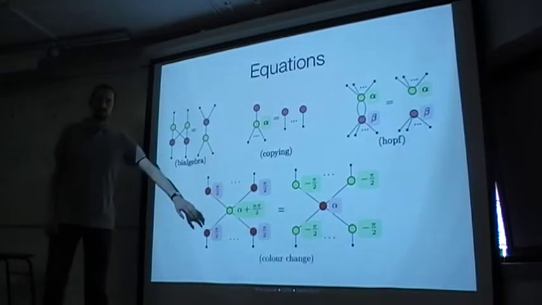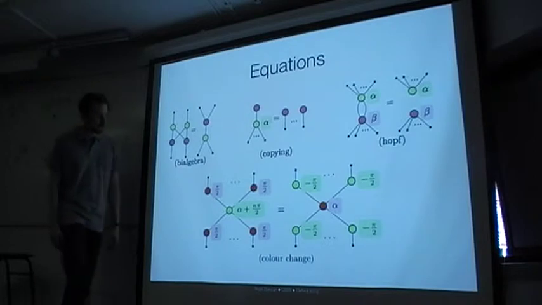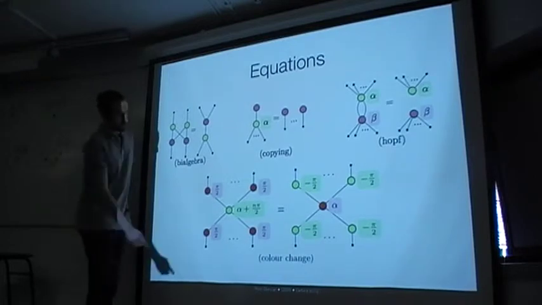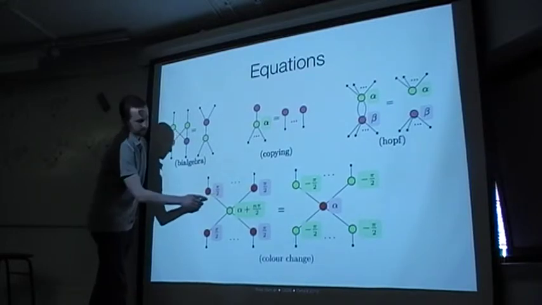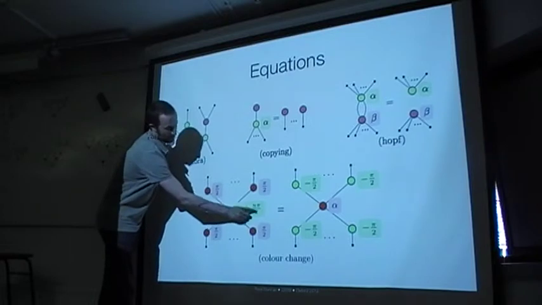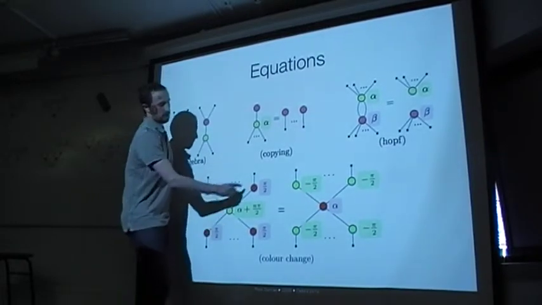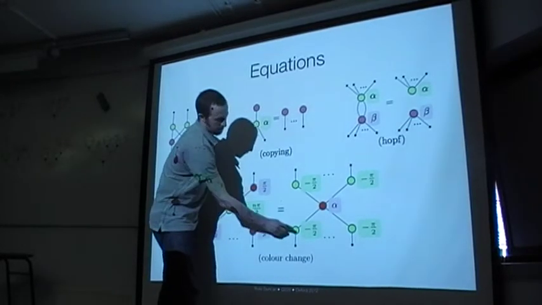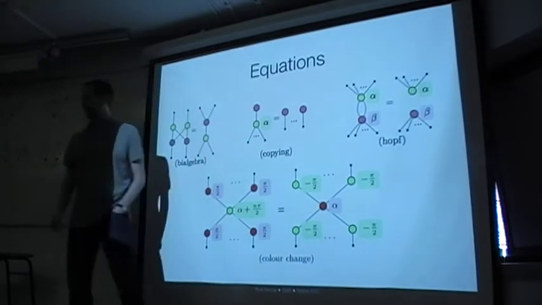This thing at the bottom is unintuitive and complicated. I'll explain it a little bit later. But what does it say here? I have a green dot, and it's surrounded by red dots with pi by 2 phase, and the phase here is some angle plus n times pi by 2, where n is the number of these things. Then I'm allowed to change the colors. So this will become red, these will become green with minus pi by 2, and this extra factor here will go away.